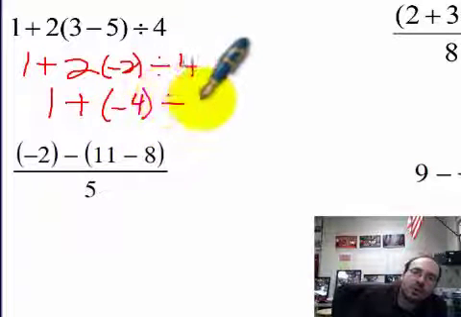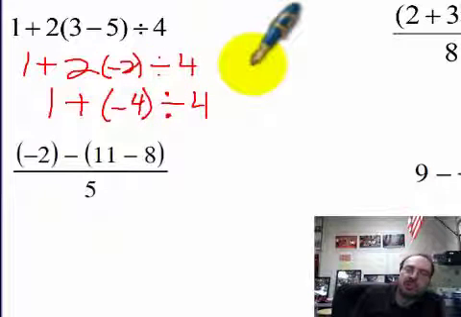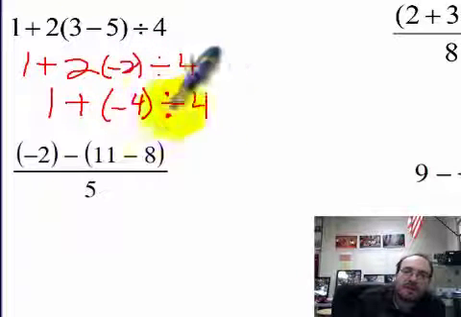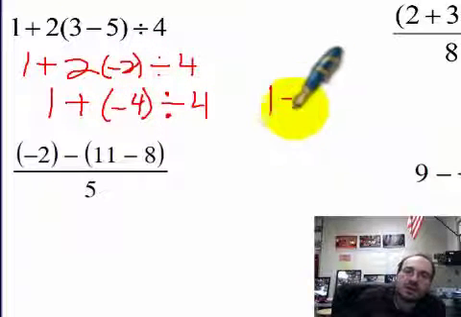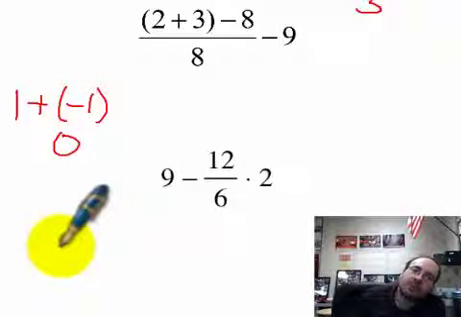And don't panic if you've forgotten, because we're going to review multiplying and dividing negatives and things like that. Negative 4 divided by 4, I get negative 1. So I have 1 plus negative 1, which ends up giving me 0. Okay? So hopefully you found that helpful.